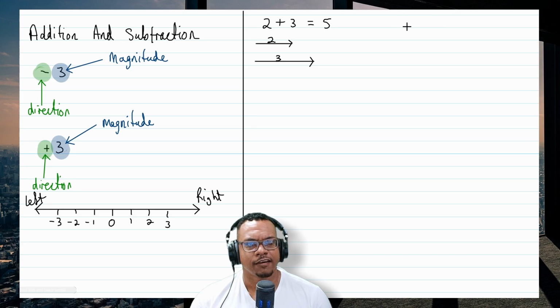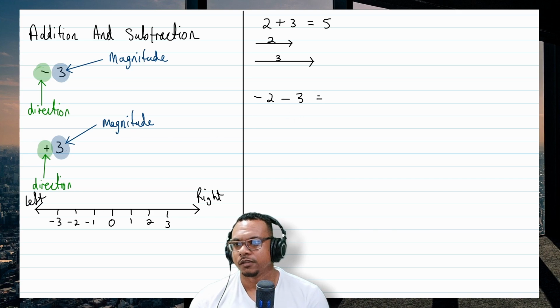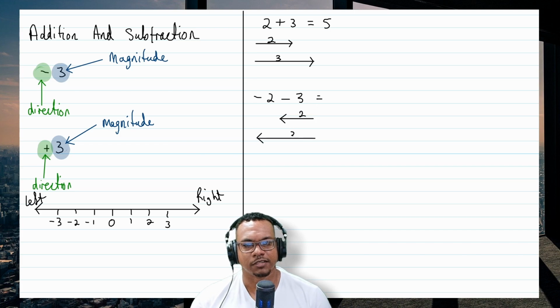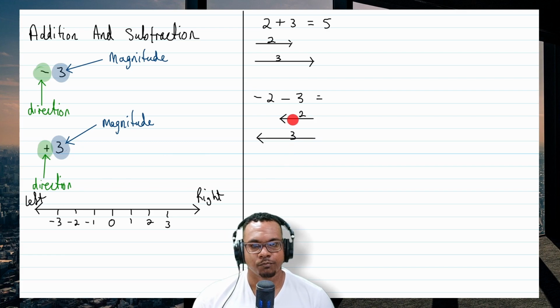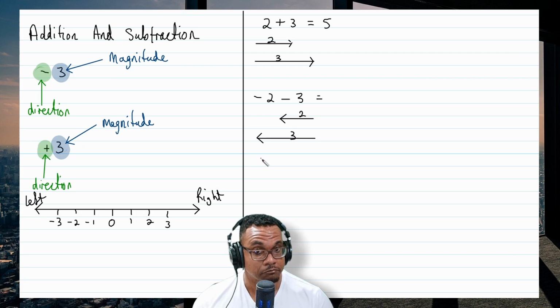Now, if I had, let us say, -2 take away 3, these 2 are now going to the left, so we have 2 going this way, and you have 3 going this way, to the left. So the magnitude is still 2, the magnitude is still 3, but they're both still going in the same direction. They're just going to the left, and left is negative.